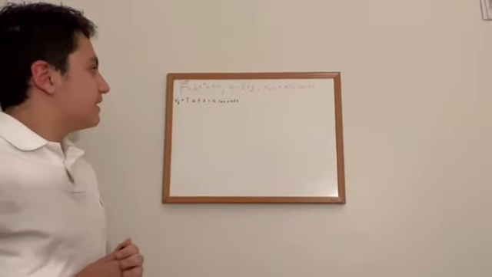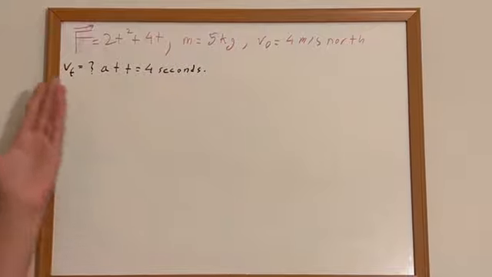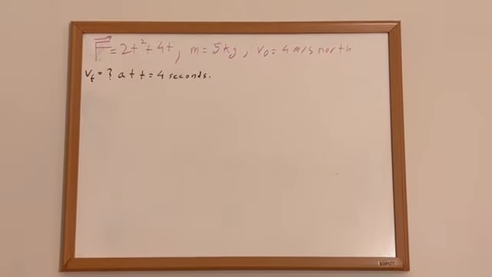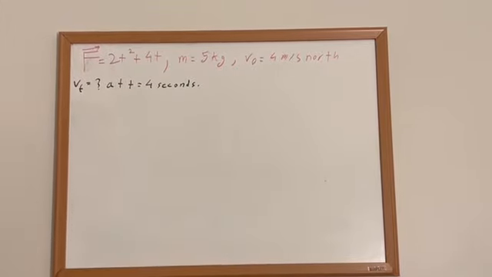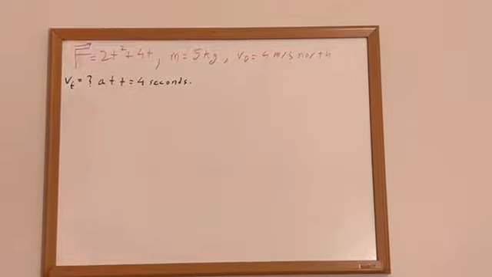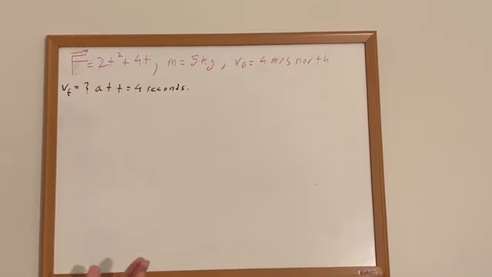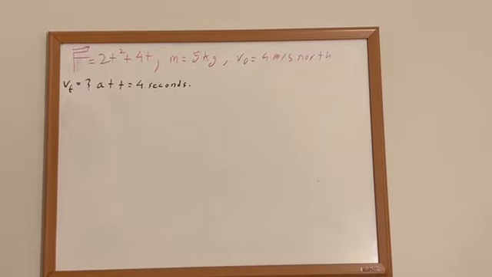So in this question, we have some givens and we want to solve for an unknown. We're given the force acting on an object as a function of time, 2t squared plus 4t. Whenever a force acting on an object is given by a function or an equation, we know that the function is changing over time.